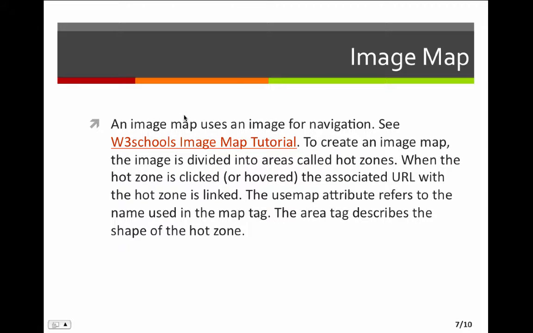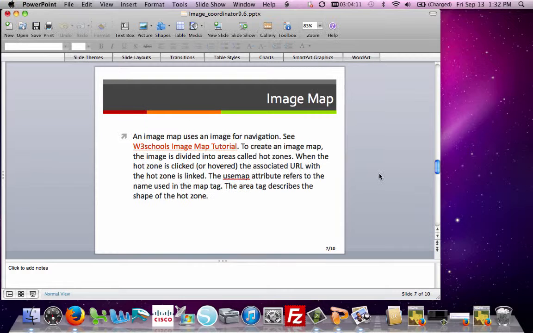Another image is called an image map, and we'll use that for navigation. If you have an image map, you divide that map up into what's called hot zones, and you can click on the hot zone for a link. You can have multiple links on the same image, just in different parts of the image. And let me show you an example of that.